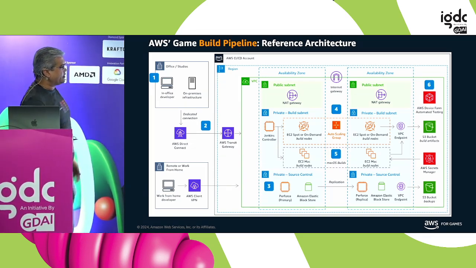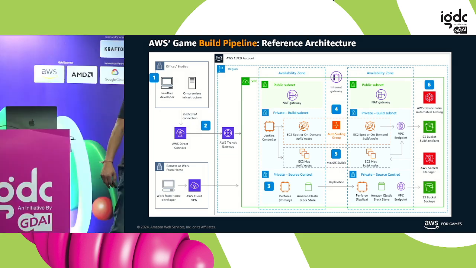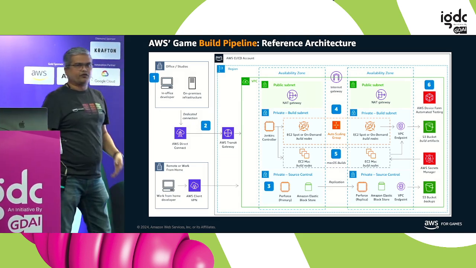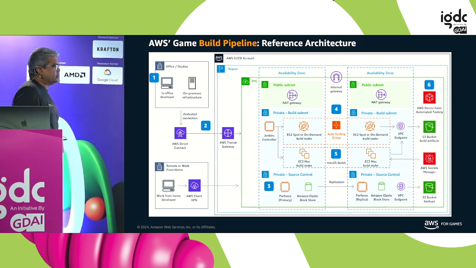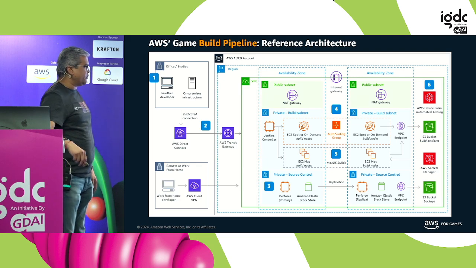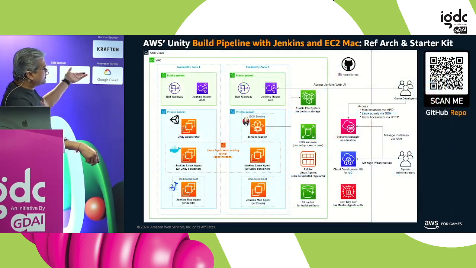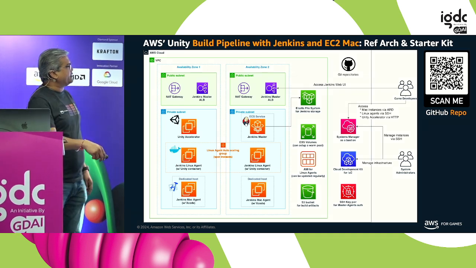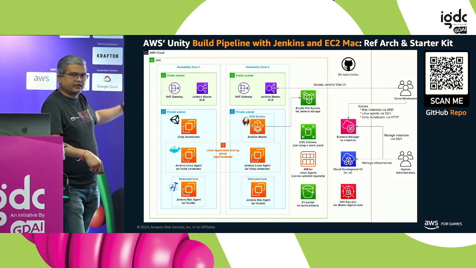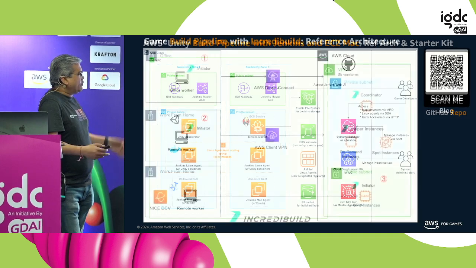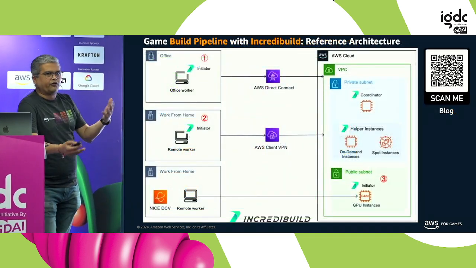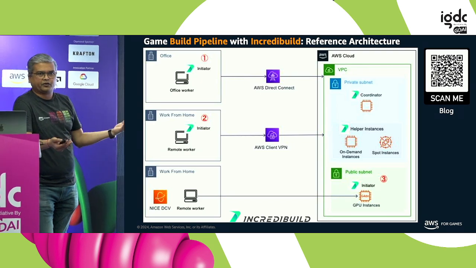This has been done with a combination of EC2 Spot as well as EC2 Mac instances if you're trying to build for the Mac or the Apple ecosystem overall. Here's another solution, which is a Unity build pipeline with Jenkins and EC2 Mac. Again, custom, something that works. Whether any of these work for you or don't work for you, there's a way to customize it, and that's really what I'm highlighting.